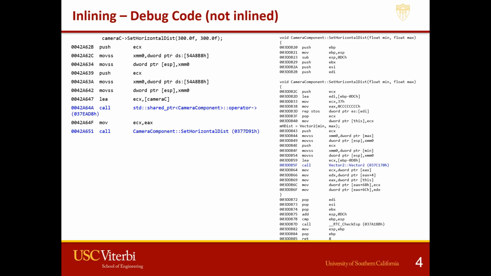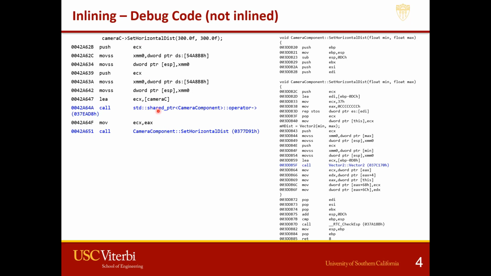So let's take a look at the impact of inlining code. Here's a piece of code in the disassembly that has not been inlined. This is debug compiled, so no inlining. The function call is this one line here, camera C set horizontal dist 300, 300. Okay, so what does that turn into? Ultimately, it turns into this function call. There's the call to the function.